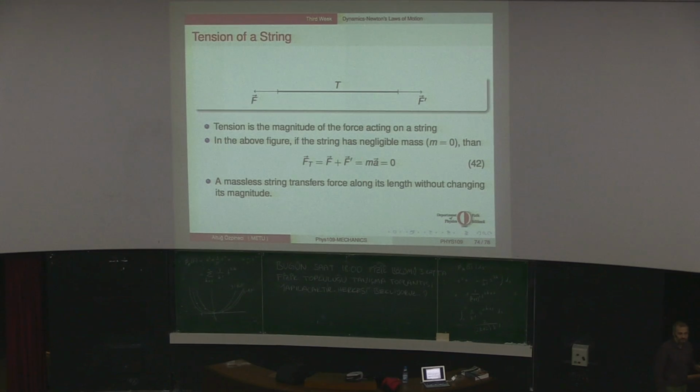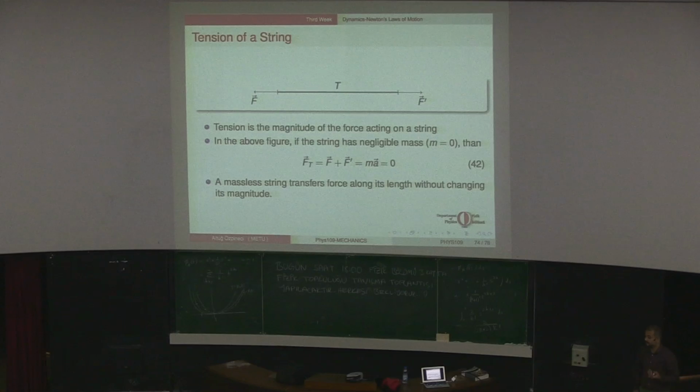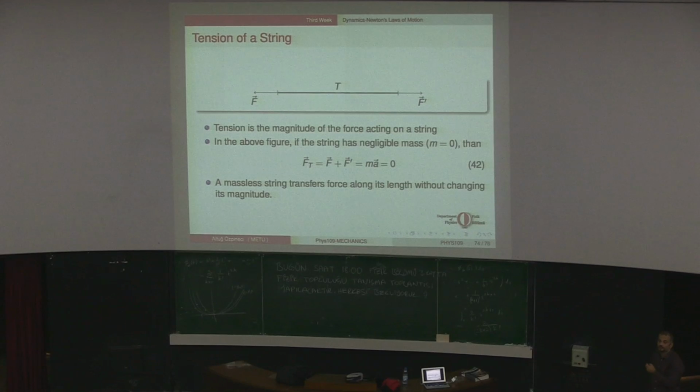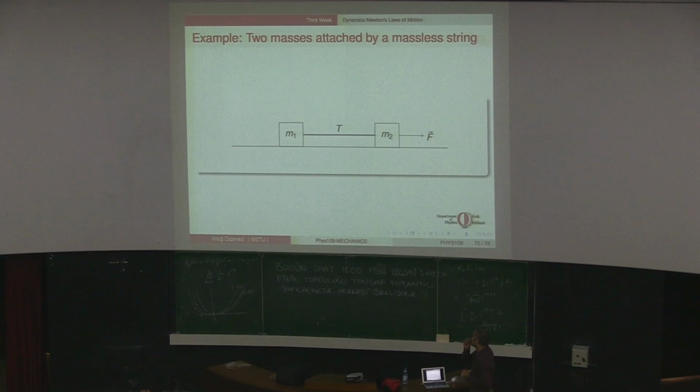If the string has a mass, then the tension will change according to where you are, whether the string is accelerating or not. But in this limit, if we neglect the mass of the string, then the tension along the string will be constant. So this is something we will use in the examples. Well, the simple example you can think of: this is mass M2, you holding a rope which is attached to some other mass M1, and you are pulling your friend. You are pulling the mass M1.